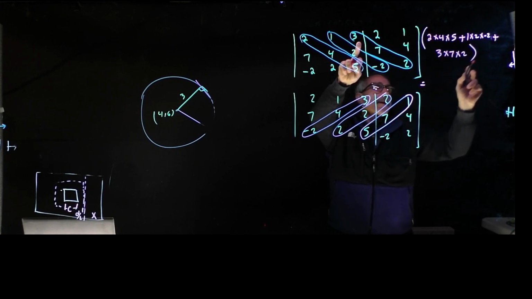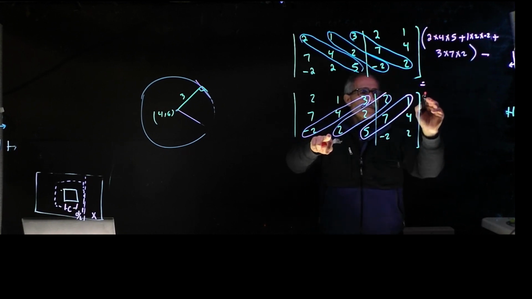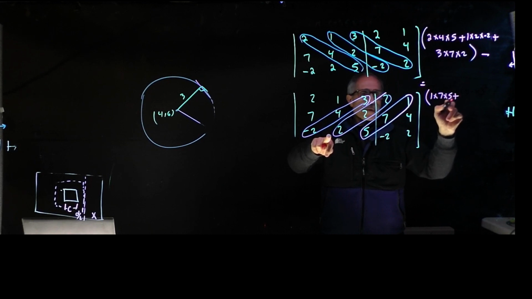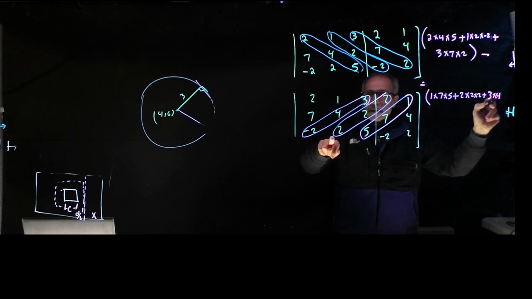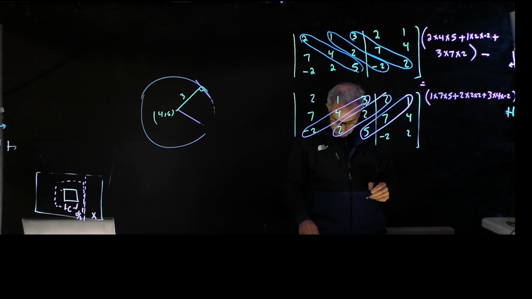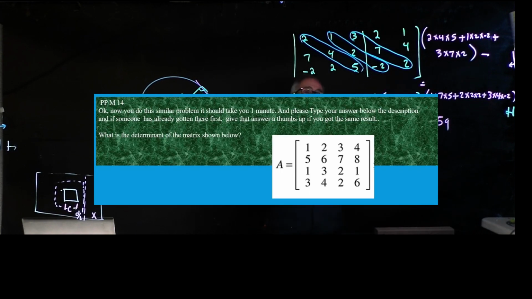Close the parentheses. Now this whole thing minus this one here, which is 1 times 7 times 5 plus 2 times 2 times 2 plus 3 times 4 times negative 2. And if you add them all up, it comes out to 59. So that's the determinant.